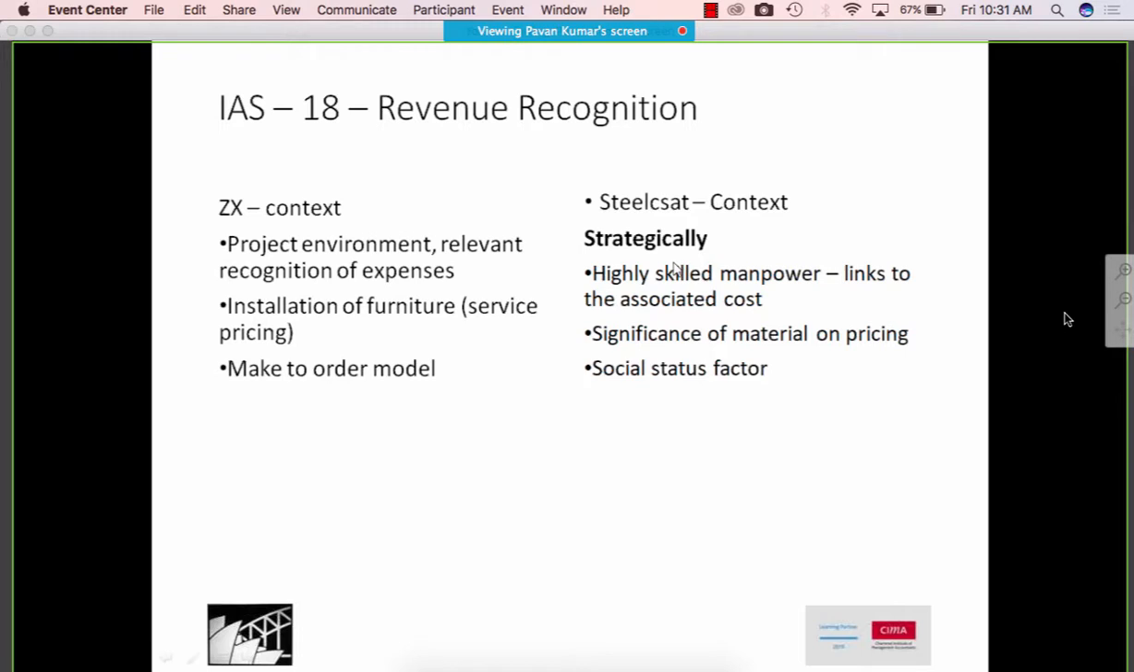Now, when we talk about steel cast in the strategic case study, there is also a social status factor. Say, for example, if you own a high-end mobile phone like an Apple iPhone, it's a social status factor, right? Now, how are you going to factor this into your pricing, and how are you going to recognize that? So these are certain things that we thought are relevant for recognition as revenue according to IS 18. Anybody else can come? Is there anything else that you want to add to this one?